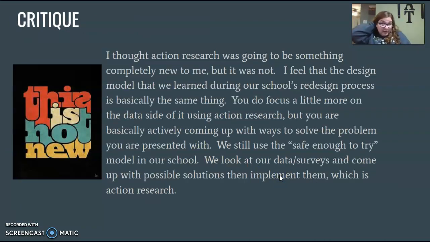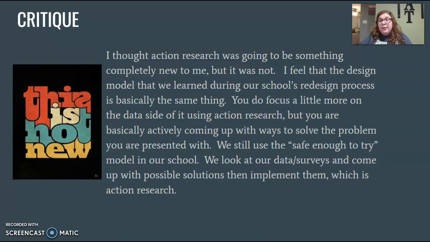This is my critique of this. I thought action research was going to be something completely new to me. And when I really dug in and read the articles, I found out it really isn't. This is what we used during the redesign process of our school. Basically, we had to look at our data, figure out what did we want to improve, how are we going to improve it. As a school, we do it pretty well. We are still using this model now.